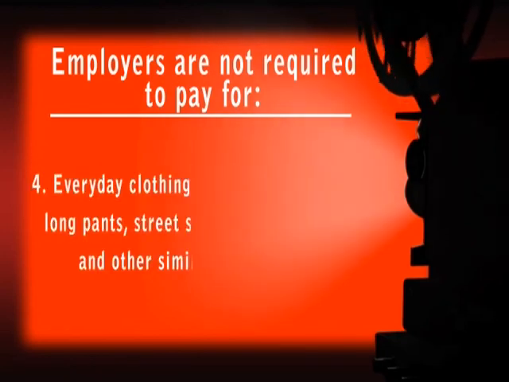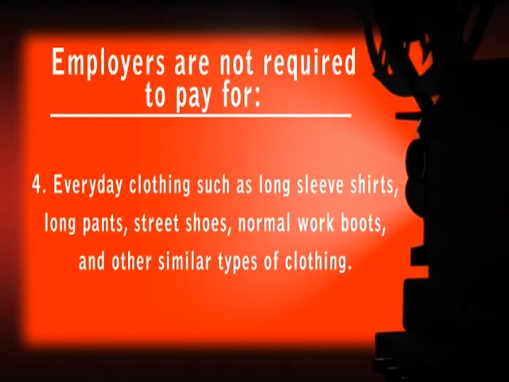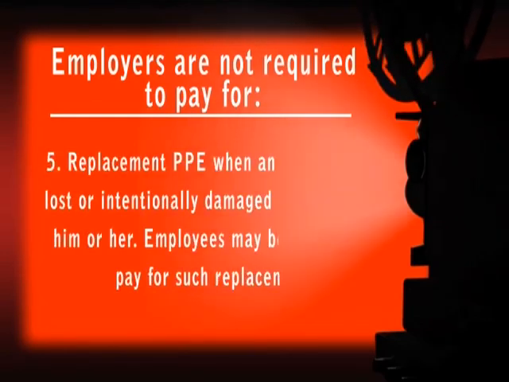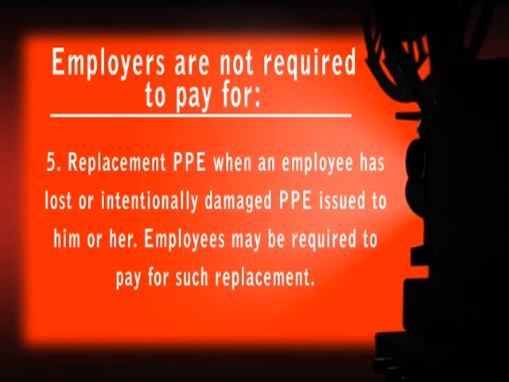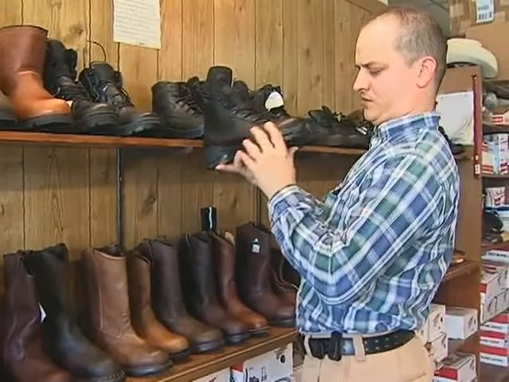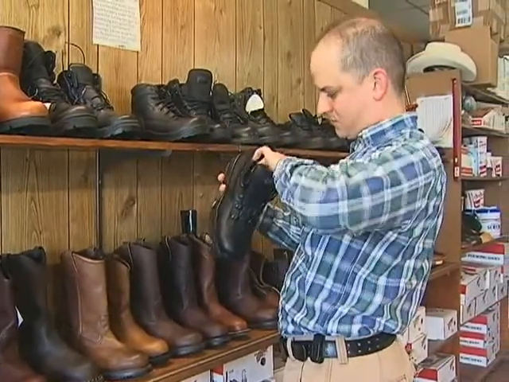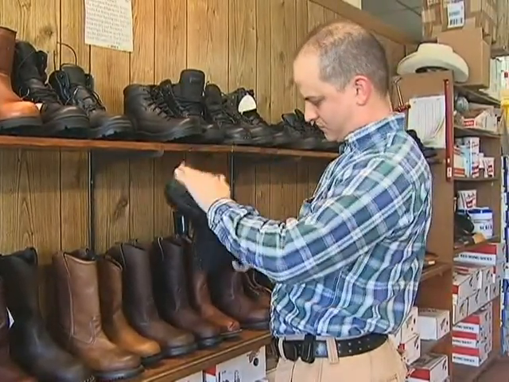Also exempt is everyday clothing such as long-sleeve shirts, long pants, street shoes, normal work boots, and other similar types of clothing. Replacement PPE when an employee has lost or intentionally damaged PPE issued to him or her is another exception. Employees may be required to pay for such replacement. However, employers are required to pay for replacement or upgraded PPE used to comply with OSHA standards.